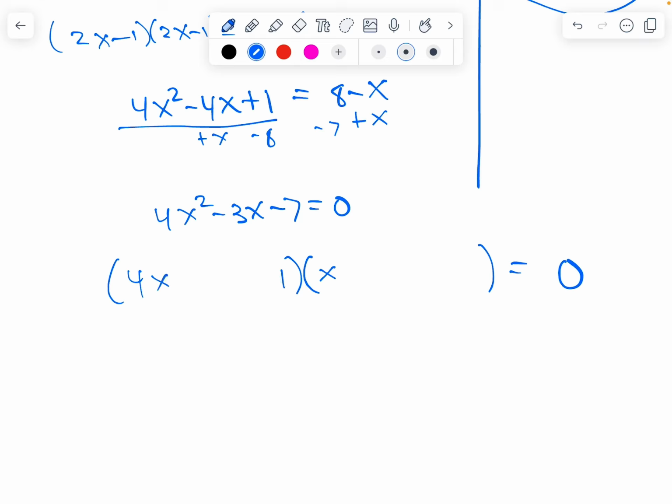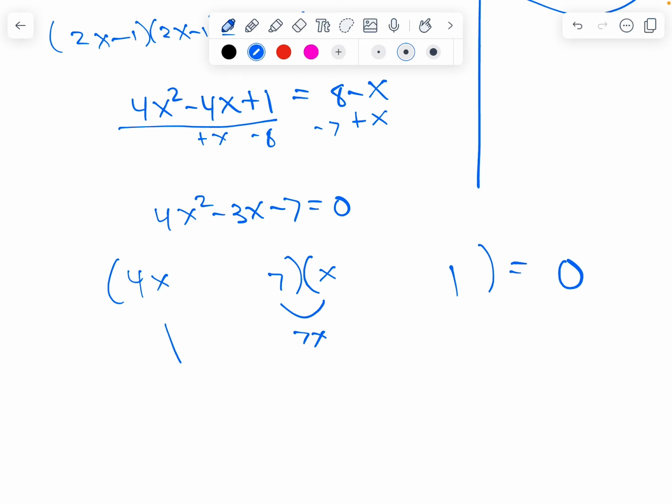Let's do 1 and 7. I'm not worried about the signs right now. I'm just going to see, can I get that middle term to be -3 with my combination of numbers? I have a 1x, I've got a 28x, and there's no way I can subtract or add or combine those to give a -3. So I struck out with 1 and 7, but I'm not discouraged yet. I'm going to try 7 and 1.